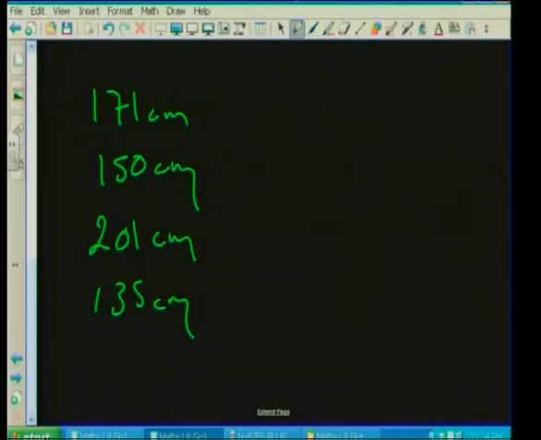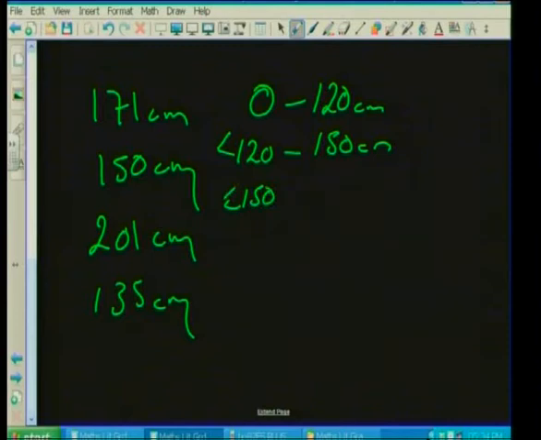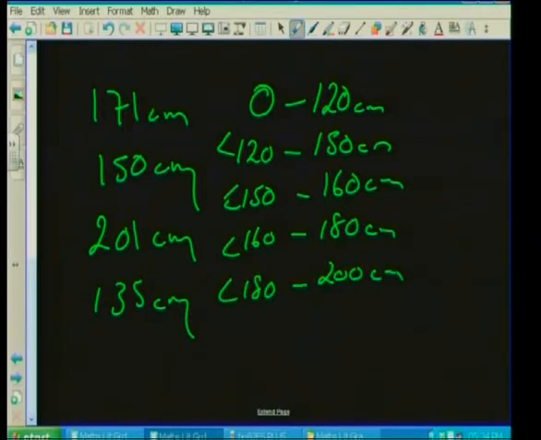And I'm going to say, right, how many people are smaller from 0 up to, let's say, 120 centimeters? Or greater than 120 up to, let's make that greater, up to 150 centimeters. Greater than 150 all the way up to, let's say, 160 centimeters. Greater than 160 all the way up to 180 centimeters. Greater than 180 all the way up to 200 centimeters. And then greater than 200 centimeters.